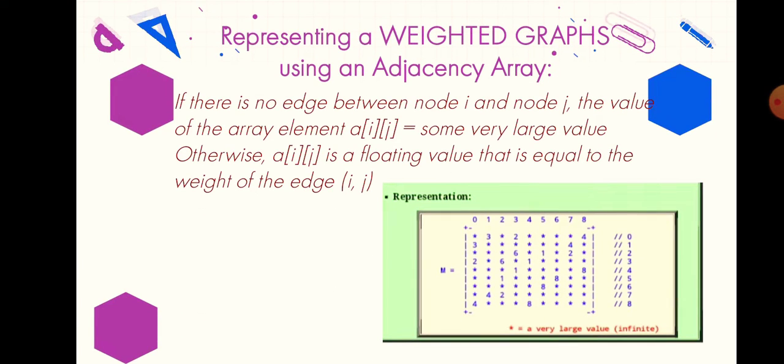Representing a weighted graph using an adjacency array: if there is no edge between node i and node j, the value of the array element A[i][j] is some very large value. Otherwise, A[i][j] is a floating value equal to the weight of the edge between i and j.